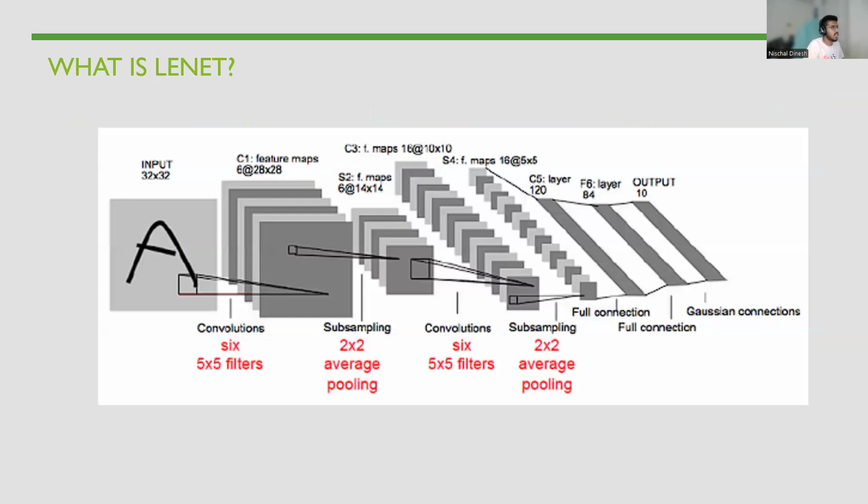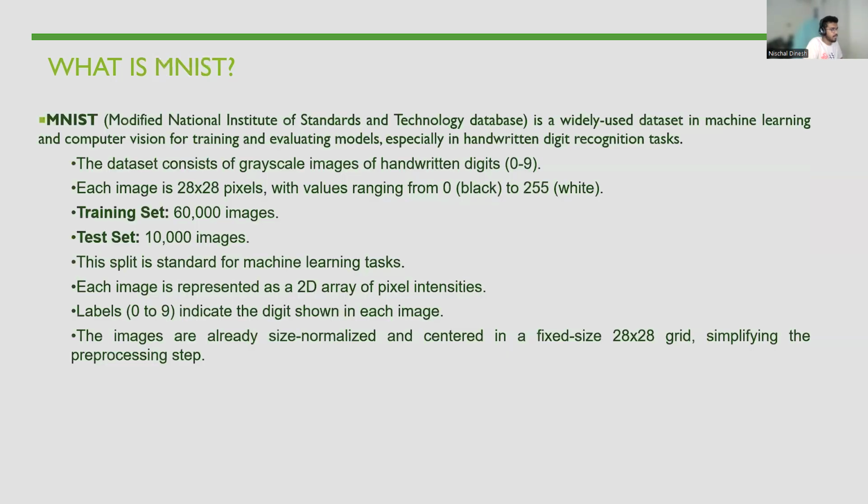So this is the architecture of LeNet. As you can see, the input is a 32 by 32 image. The first step is 5 by 5 filters, where convolution happens. Then you have sampling, which is basically pooling. Then you again have convolution, which again includes 5 by 5 filters. Then again you have pooling, which is subsampling. And then finally you get the Gaussian connections in the end, basically giving you the final output.